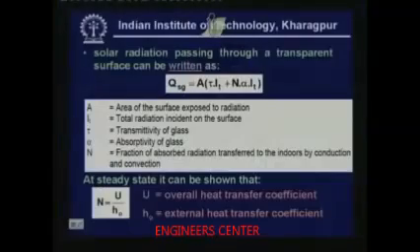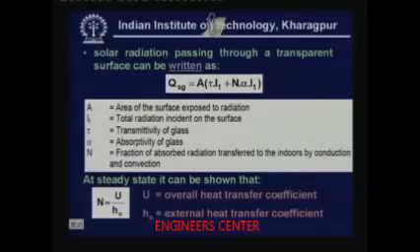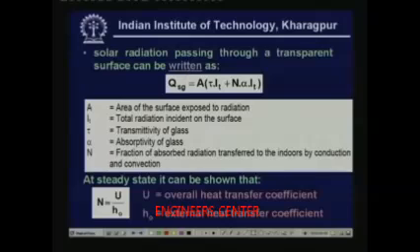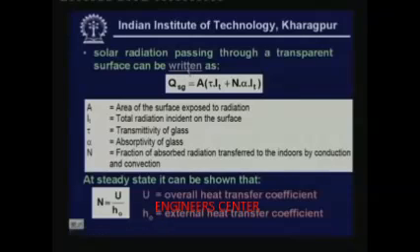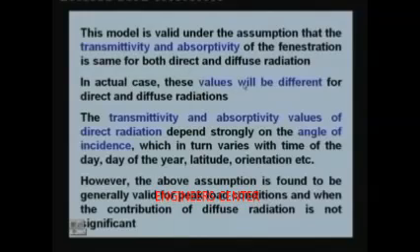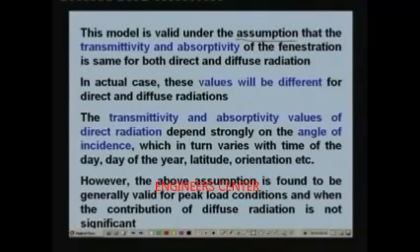Now, let us look at a simple model for calculating solar radiation passing through a transparent surface. This model is based on these assumptions. This is valid under the assumption that the transmittivity, that is the tau value, and absorptivity, that is the alpha value, of the fenestration is the same for both direct as well as diffuse radiation. This is an important point to be remembered.